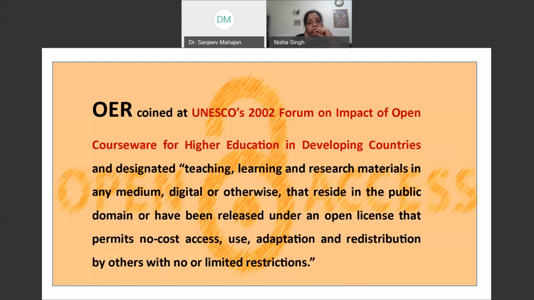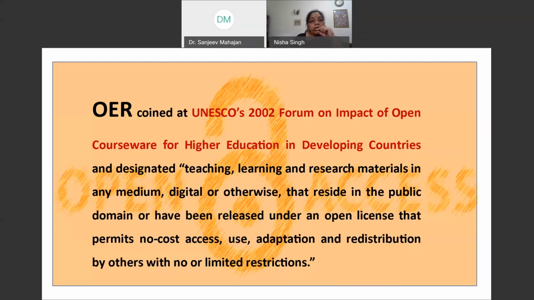The gist of this definition says that any material for teaching, learning or research, which is available in a digital medium, and is available in the public domain or freely released on the internet, and allows you to access it, use it, adapt it, with no cost involved, and you can also redistribute it. So all those restrictions are not there. They are open. Then it is called an OER.